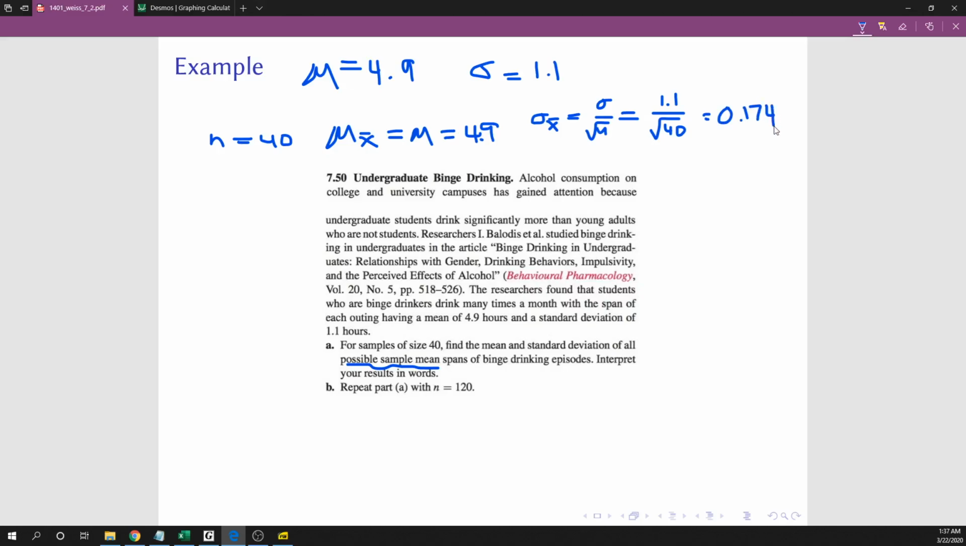All right, and interpret your results. That means if I found every possible sample of size 40 from this population, calculated all those sample means, and then took the mean of all the sample means, I would get 4.9. And if I took the standard deviation of all the sample means, I would get 0.174. Okay. All right, and then in part B, we want to repeat that with n equals 120.